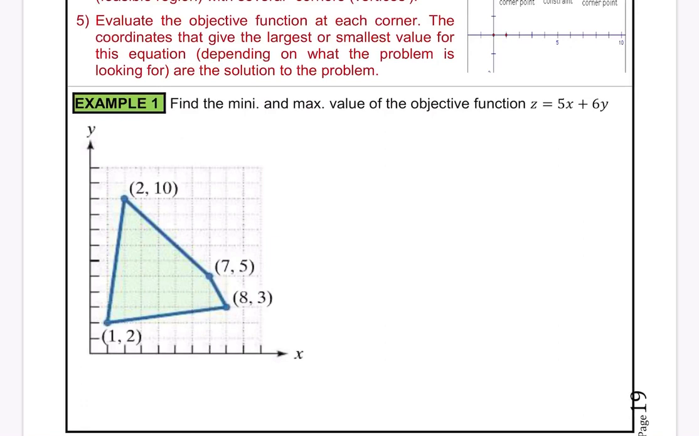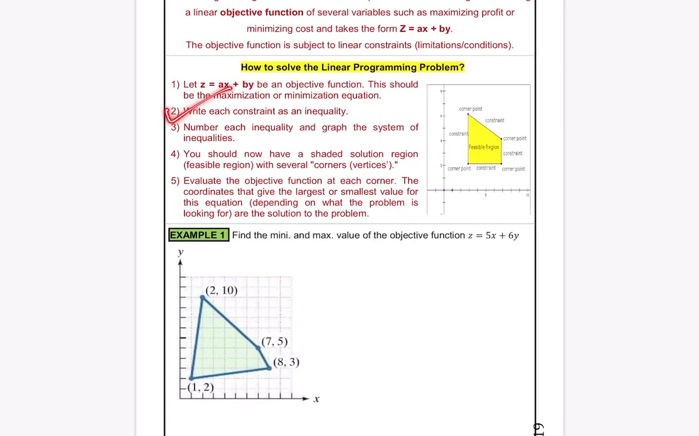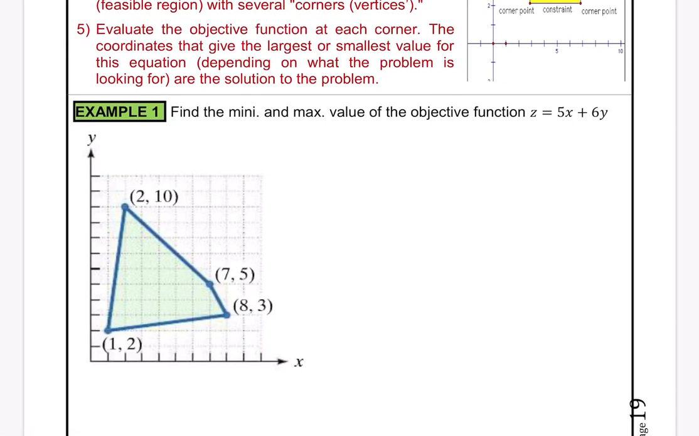So here's example one. Again, this is just to understand how this process works. There is an objective function given to us as z equals 5x plus 6y, and the conditions are given to you already. Somebody did all the legwork for you. What do I mean by that? Somebody did step 2, step 3, and also step 4. We are only going to do step 5. So let's see how we do that. What we are going to do in here is take a look at the z, and we're going to plug in all these values.